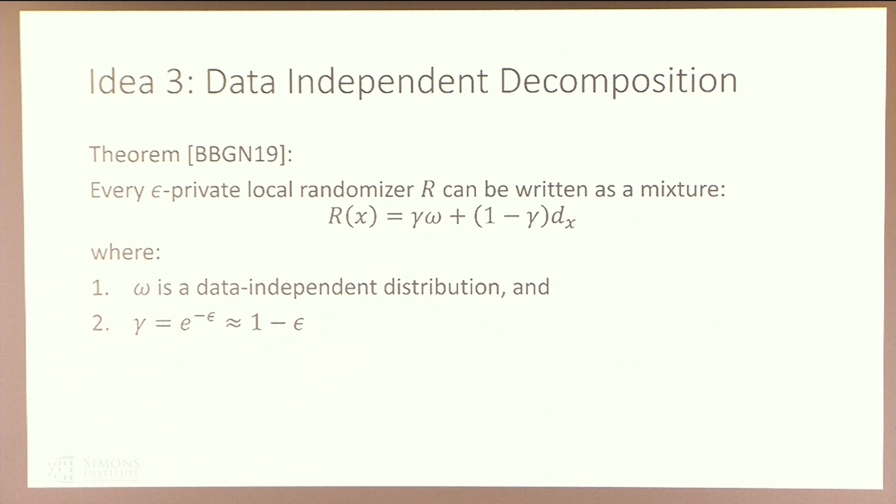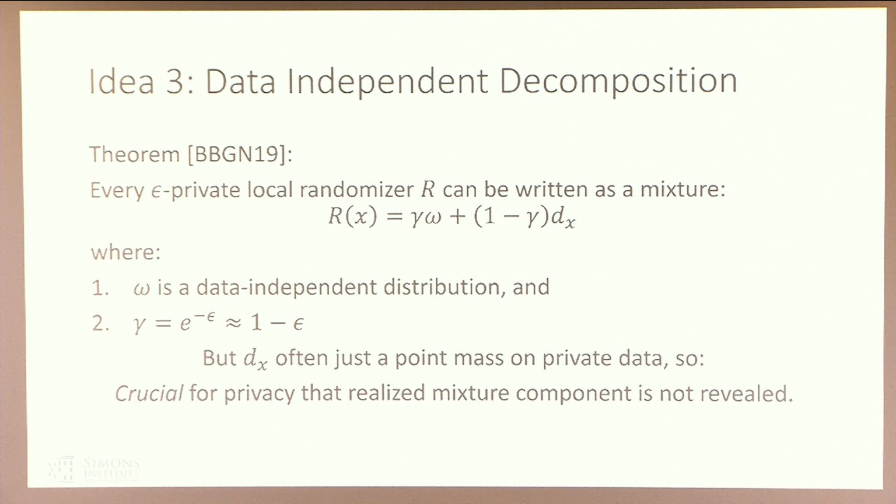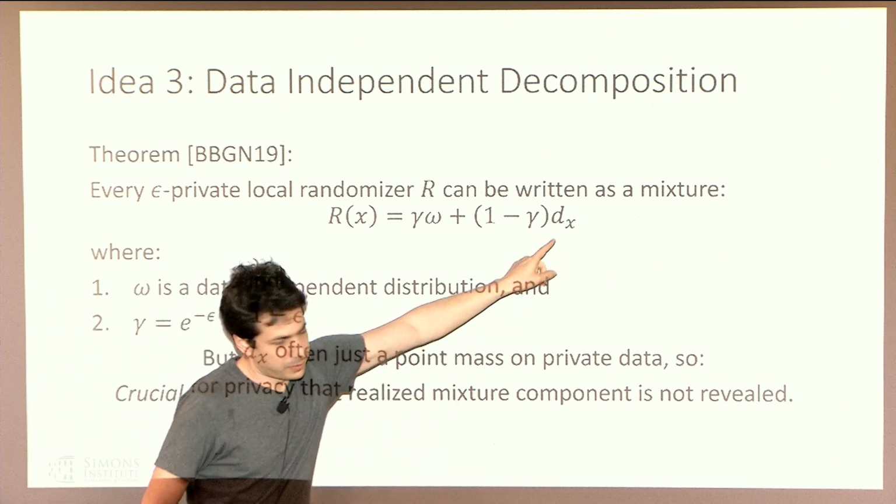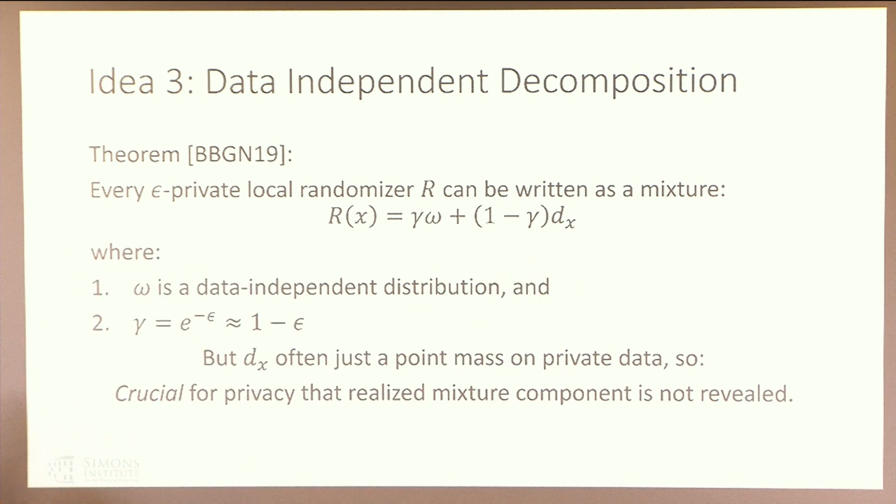That's nice, and it is at least suggestive of a way that you could reduce sample complexity, because only with some small probability do I actually need to look at someone's data in order to answer a question that I have to ask of them. The problem is that oftentimes this data dependent part of the distribution is just like a point mass on their private data. It's just, tell me your private data.